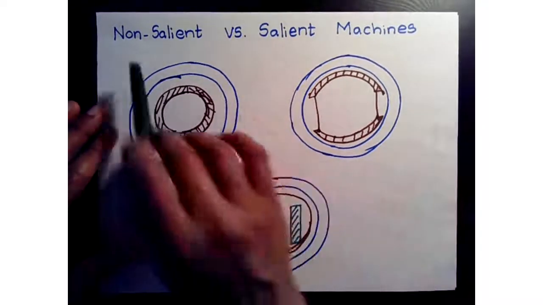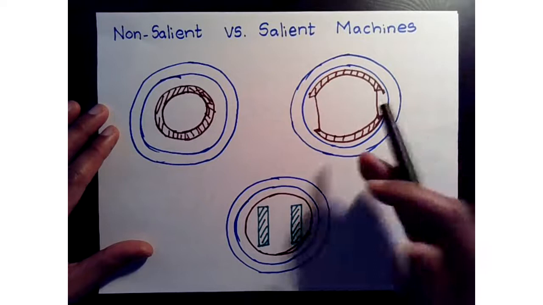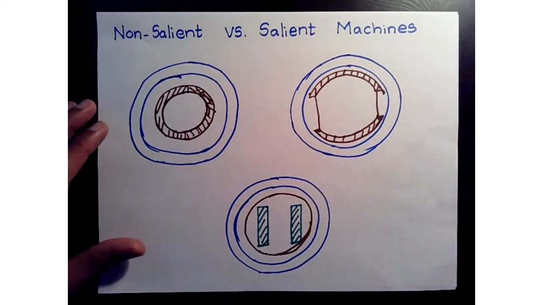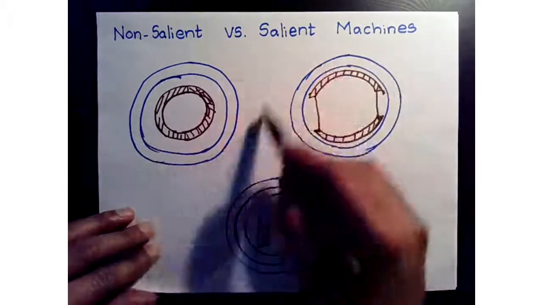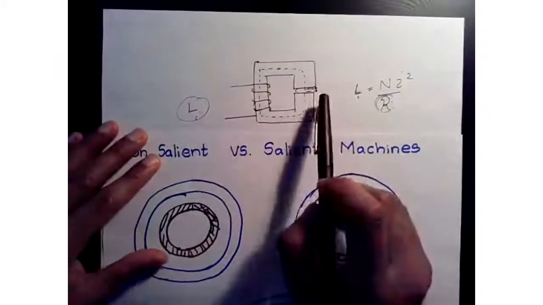Now, another important topic is saliency in machines. Saliency actually links to the inductance that a certain drive, a motor drive or an inverter, will see as it rotates. And so before we begin this, I want to go into this basic circuit that we have seen before.